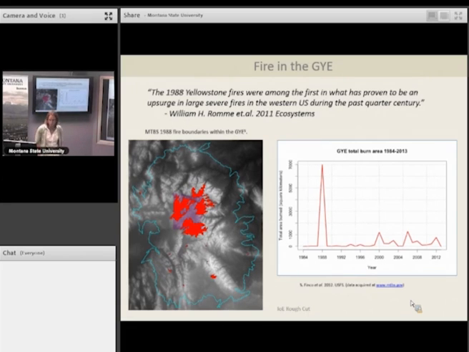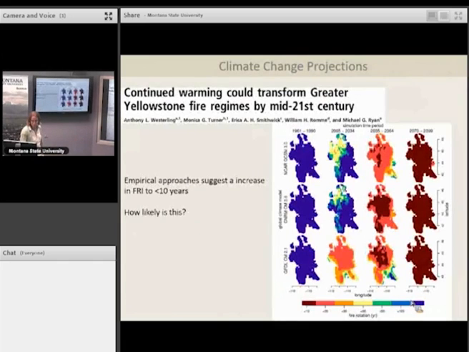So looking into the future, there have been some projections about how the fire regime is going to change for the region. In this study, they were doing a correlation between temperature and precipitation and then fires. So it's a pretty extreme scenario, right? It's saying that by 2100, so the end of the century, we could see a less than 10-year fire return interval. So that means how frequently a particular area is going to burn. So my question is, well, how likely is this, and what's missing?